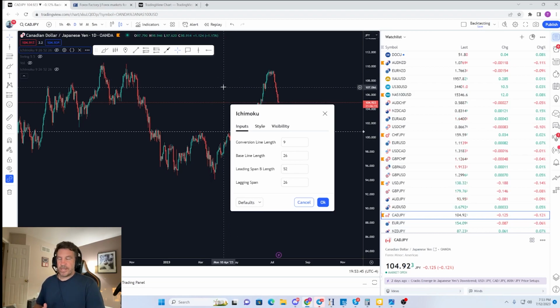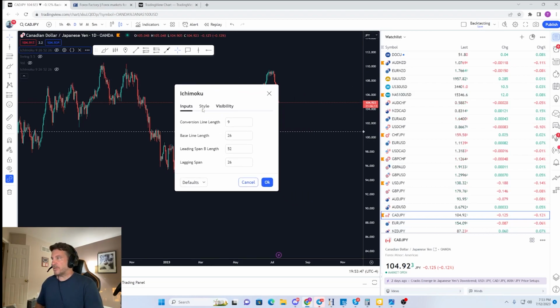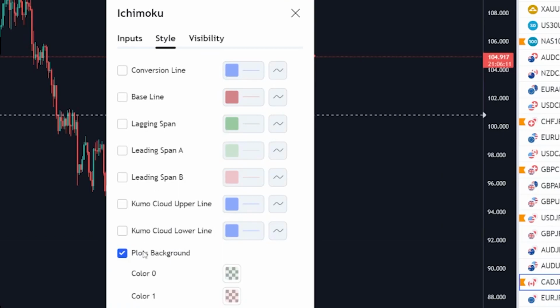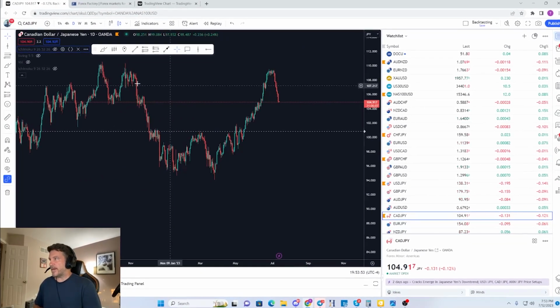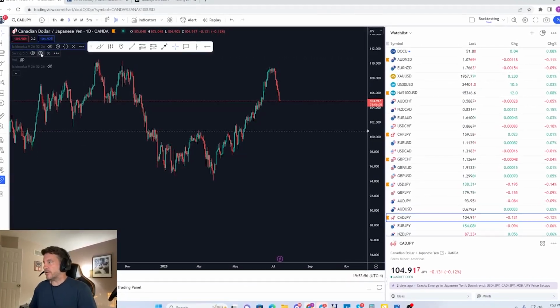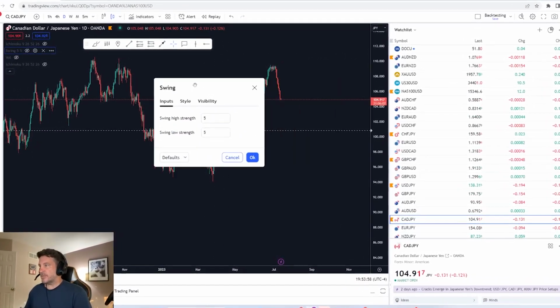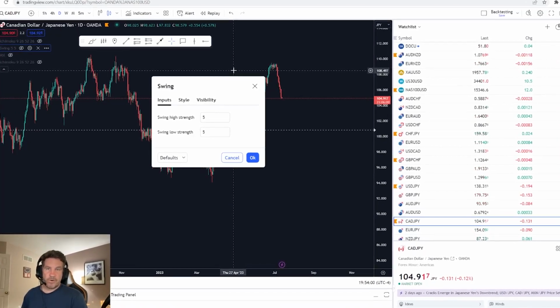Now for the settings on the Ichimoku Cloud, I have it pulled up here. All you need to do is have the following checked off, just the plots and background. Next, we move over to the swing indicator. I'll go to the settings here. Nothing to do here, just simply the default settings.